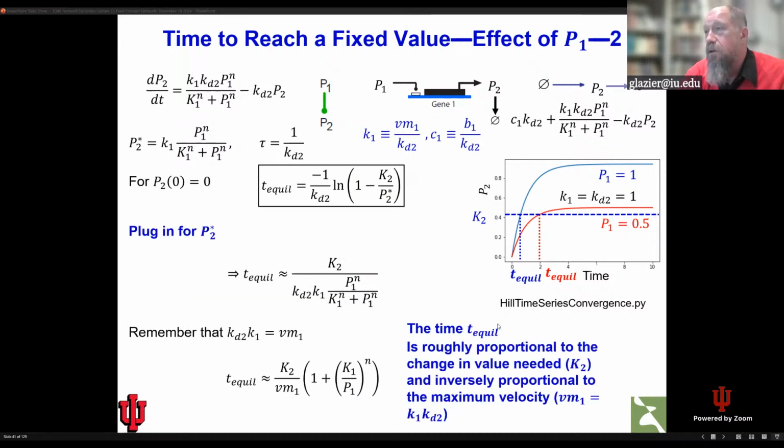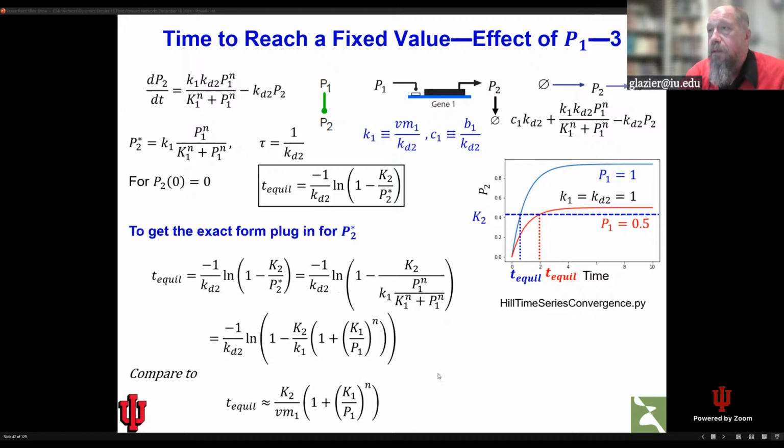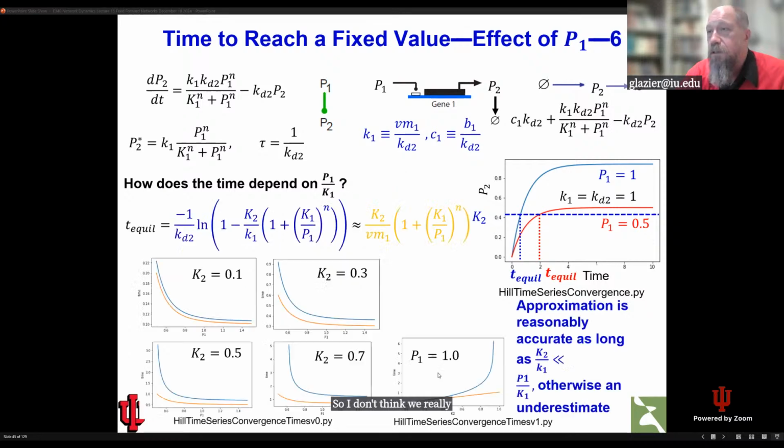If I want to go to the other limit, I can do it. T equilibrium is approximately K2 over Vmax, 1 plus K1 over P1 to the n. So I don't think we really have to do all of those things out.